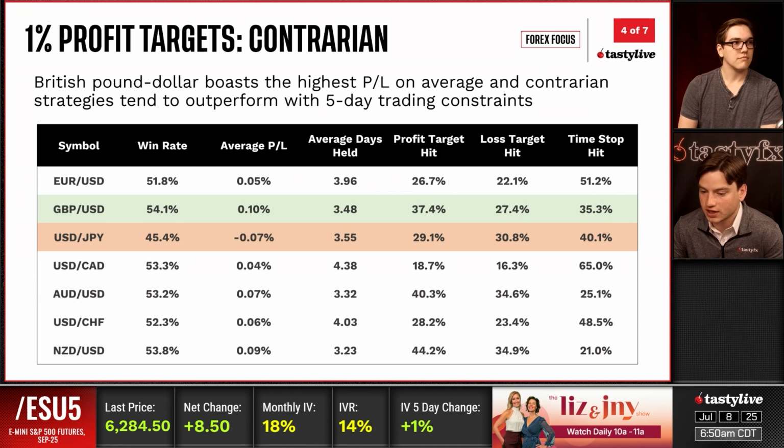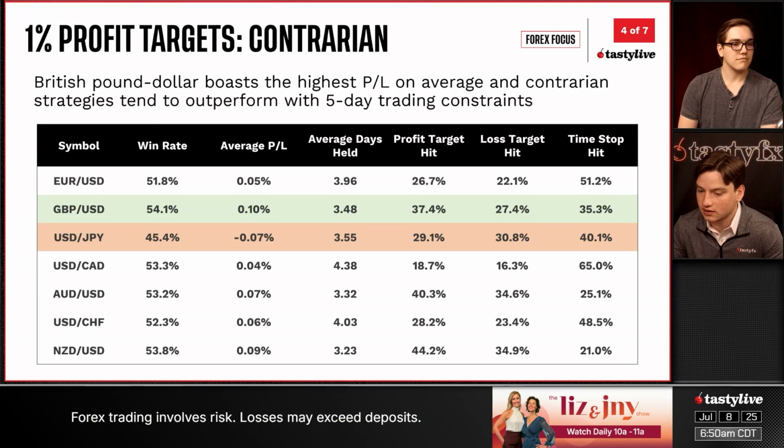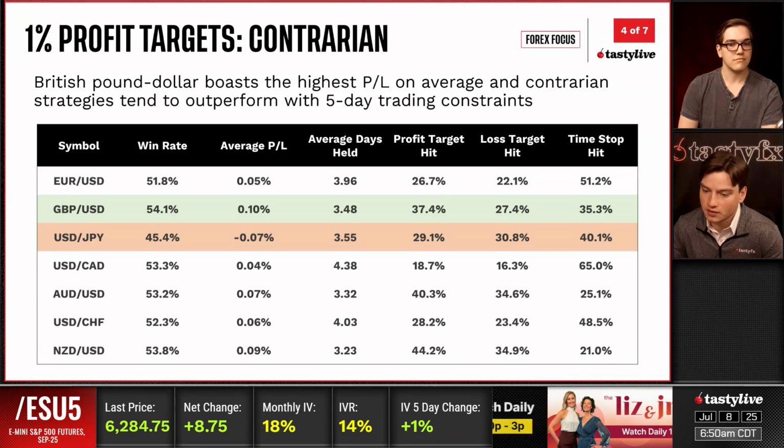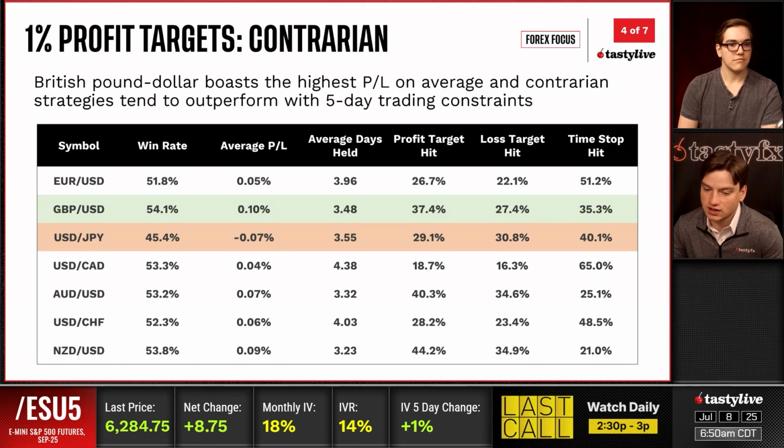And this British pound US dollar emerging as the winner here with an average P&L of 0.1%, which, you know, if you're a stock trader, it might not look like anything at all. Why are we even talking about this? When you're trading on leverage, then that can be a pretty substantial P&L for you, and could even be a sustainable strategy long term for you.